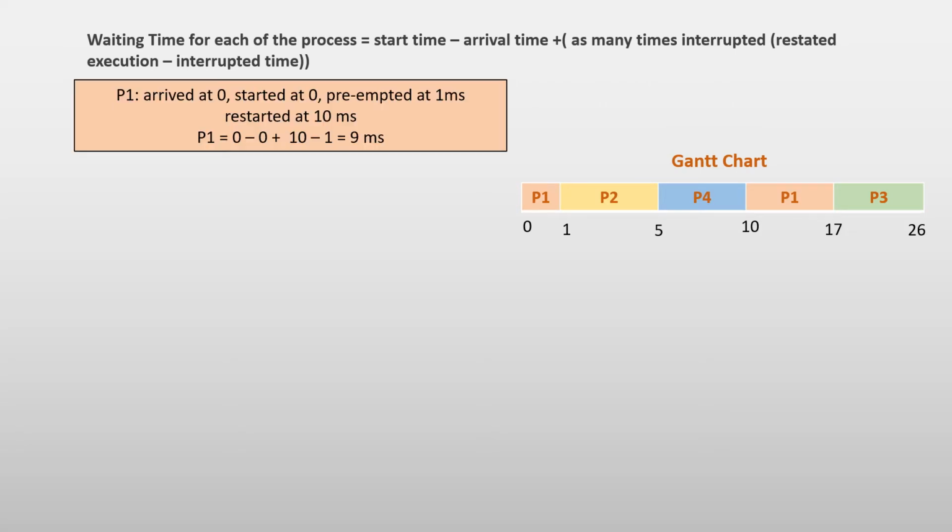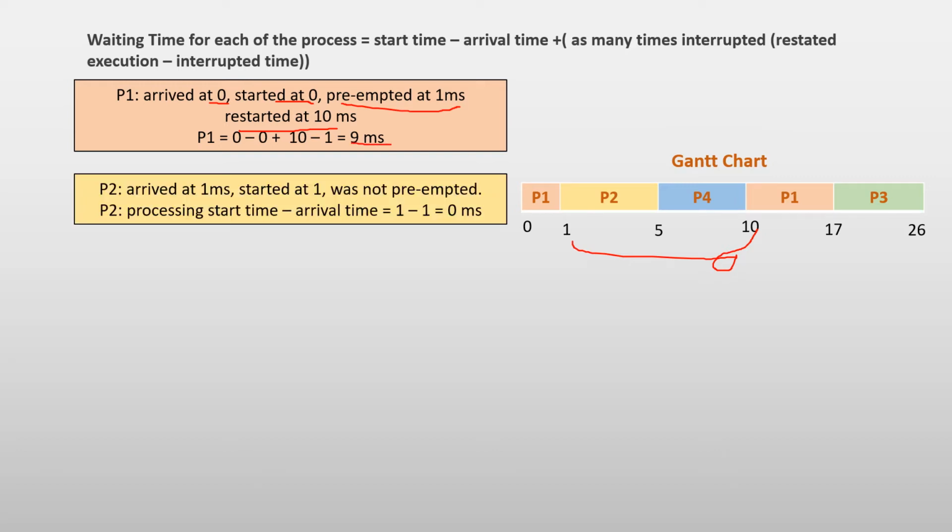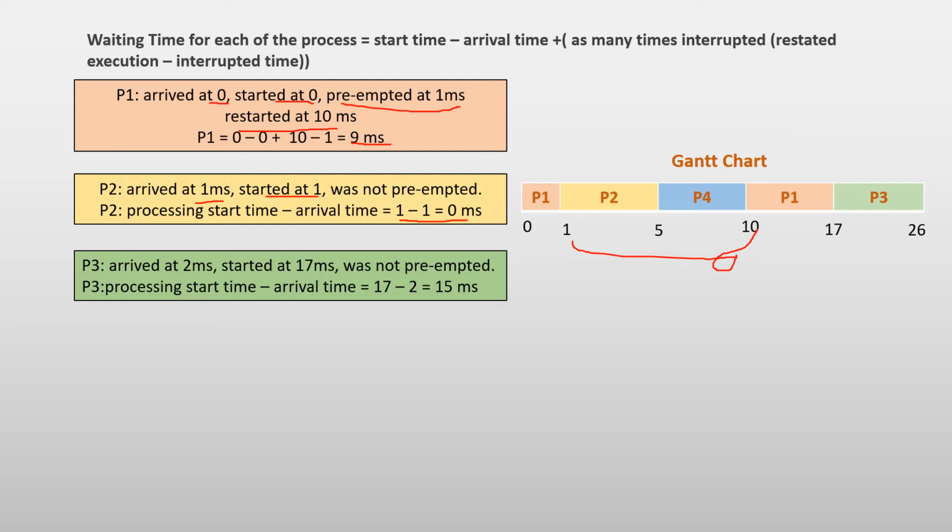So P1 arrived at time 0 and it started at time 0, but it was preempted at 1 millisecond and restarted at 10 milliseconds. So if you see here, from 1 millisecond to 10 milliseconds, P1 was in waiting state. So it was waiting for 9 milliseconds. Let's calculate for P2. P2 arrived at 1 millisecond. It started its processing at 1 millisecond and it was not preempted in between. So it was not waiting for any process. So it came and it started execution and finished execution in one shot, and hence its waiting time was 0.